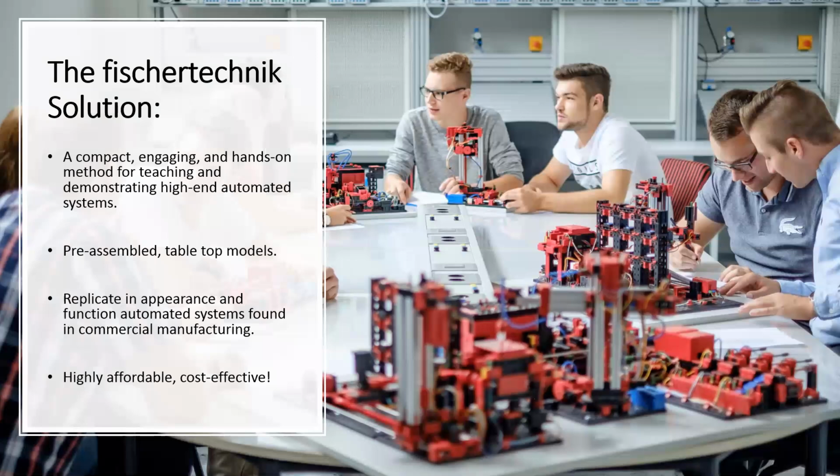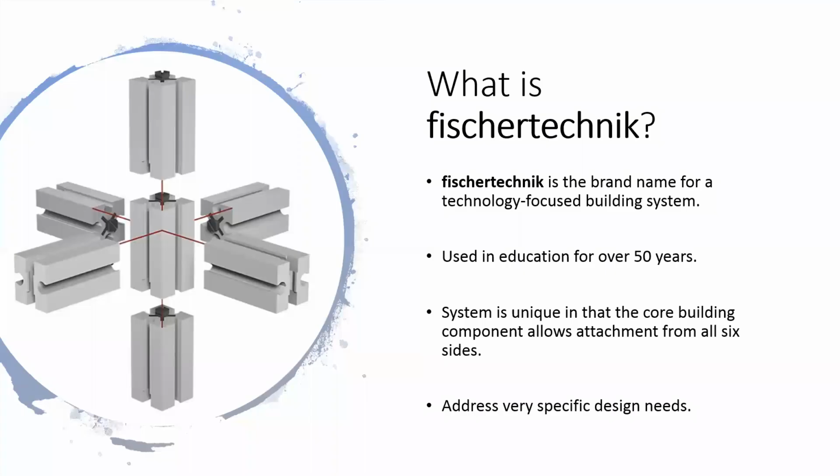And that brings us to the line of fischertechnik industrial simulation and training models. Now, these models have been designed with the intent of providing a compact, engaging, and hands-on method for teaching and demonstrating high-end automated systems. The line consists of a series of pre-assembled small-scale models which are designed to replicate in both appearance and function various automated robotic machines and systems commonly used in commercial manufacturing. But before we look at each of these models, let me provide you with just a little bit of background.